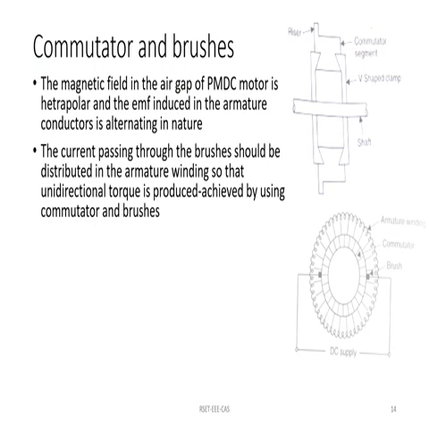Now the magnetic field in the air gap of the permanent magnet DC motor is heteropolar, and the EMF induced in the armature conductors will be alternating in nature. From the external DC supply, the current passes through the brushes, and it is distributed in the armature winding in such a way that a unidirectional torque is produced.